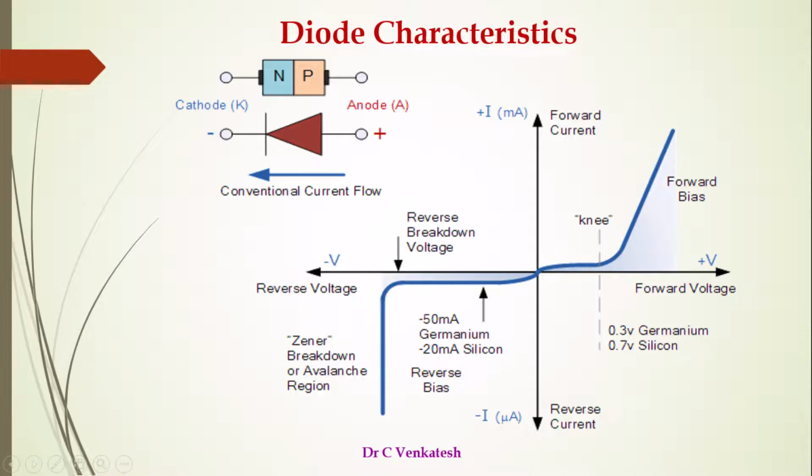From the slope, we can find out the resistance in the reverse bias condition. Del V by del I, the resistance is very high, in the order of mega ohms. So the reverse bias state is close to an open switch state, and the forward bias state is close to a closed switch state. So this forward bias state is called the on state of the diode. Reverse bias state is the off state or open switch.